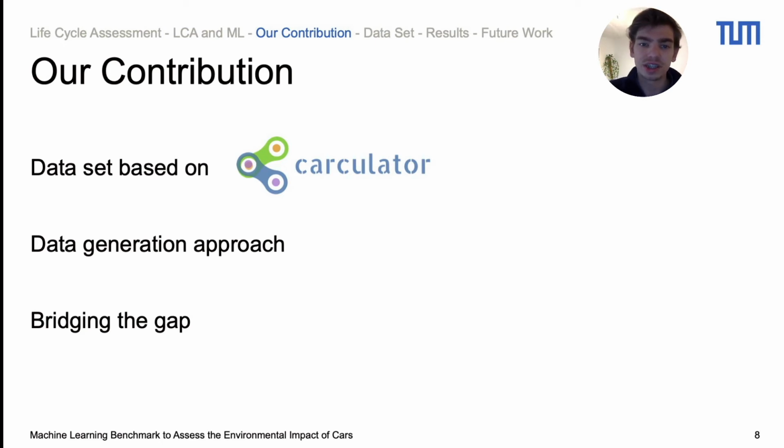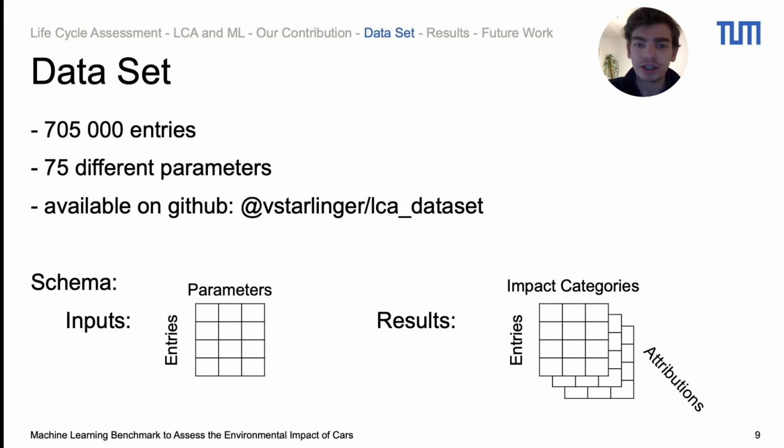The dataset itself has about 700,000 entries with 75 different parameters that are available from the calculator tool and can be used to alter the impact results. It is available on GitHub together with Python code to easily load it, and it has the following schema. The inputs are organized in a 2D matrix, and the results are stored in a 3D matrix with the different attributions in the third dimension.